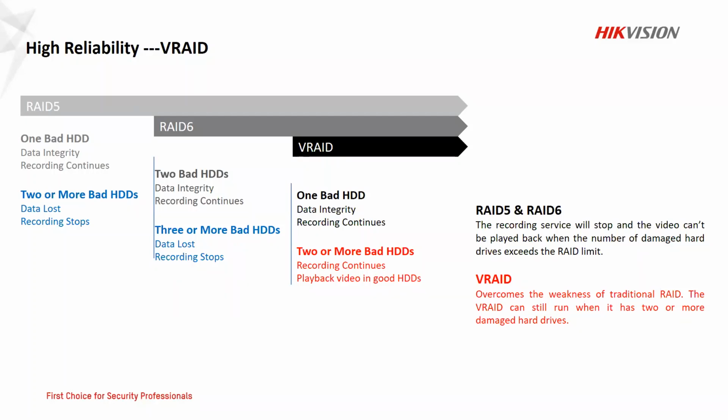RAID 6 is similar, but it can cope with 2 drives failing. If a third drive fails, though, you have exactly the same problem as before. We have our own custom version called VRAID, which is based on RAID 5. In the same way as RAID 5, if 1 drive fails, it can keep working until you're able to replace the faulty drive. The difference is that if multiple drives fail, the system will at least keep recording, just giving you a bit more time to replace the failed drives.